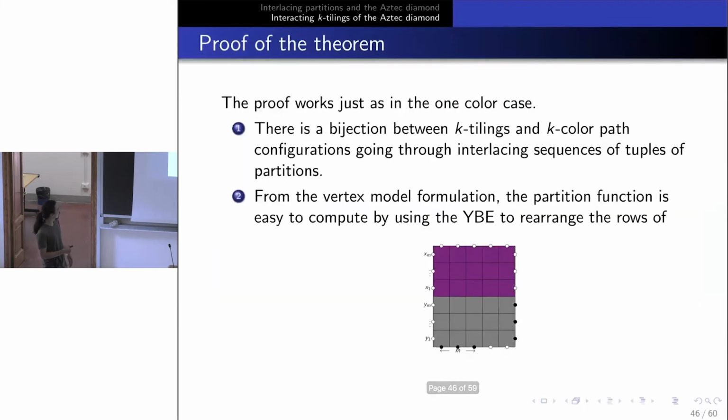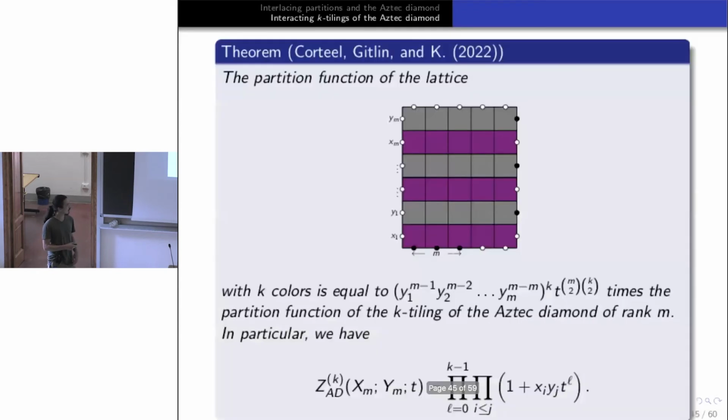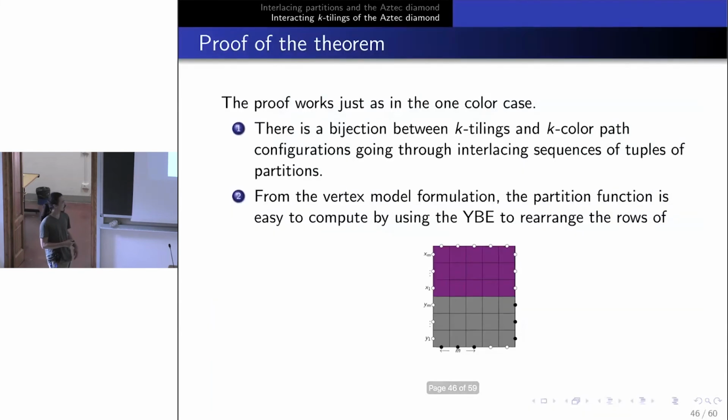Okay, and the proof of this follows more or less exactly the same way as what we had before. We have some bijection going through these interlacing sequences of partitions between the vertex model and the tilings. And then the Yang-Baxter equation lets us reorder the rows until they are ordered in such a way that it's simple to compute the partition function. And then the product comes from the cross weights that we needed to add to permute the rows. Okay, so basically exactly the same as the one color, except with more complicated weights.